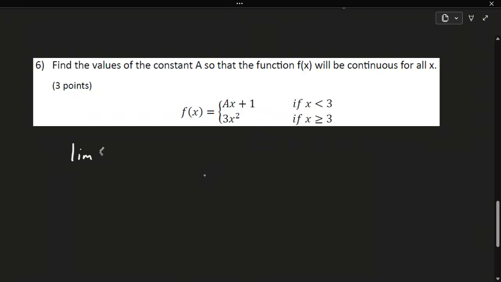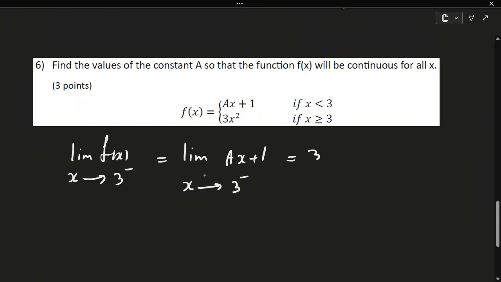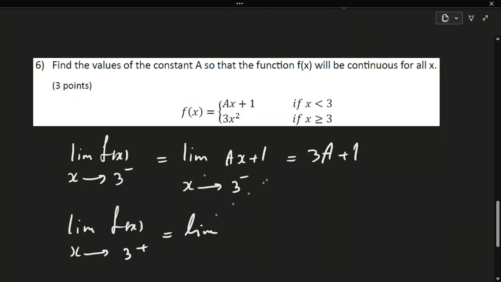So left-hand limit means the limit of our function when x approaches this point from left-hand side. Left-hand side means less than 3. So we can see that less than 3 is here. We need to use ax plus 1, x approaches 3. And this is 3a plus 1. Right-hand limit, similarly, x approaches 3 right-hand side. x is greater than 3, then we need to use the second expression, and we have 3x squared, x approaches 3 from positive side. And we have 27.